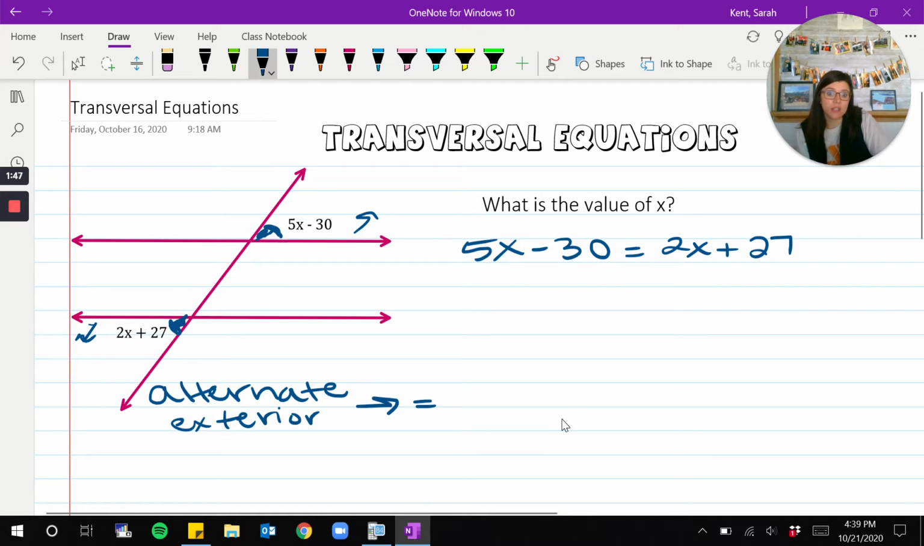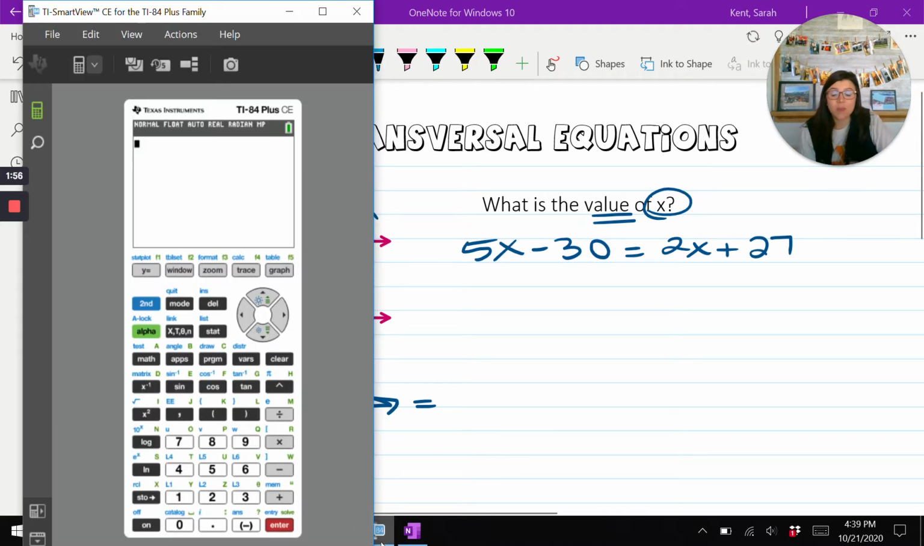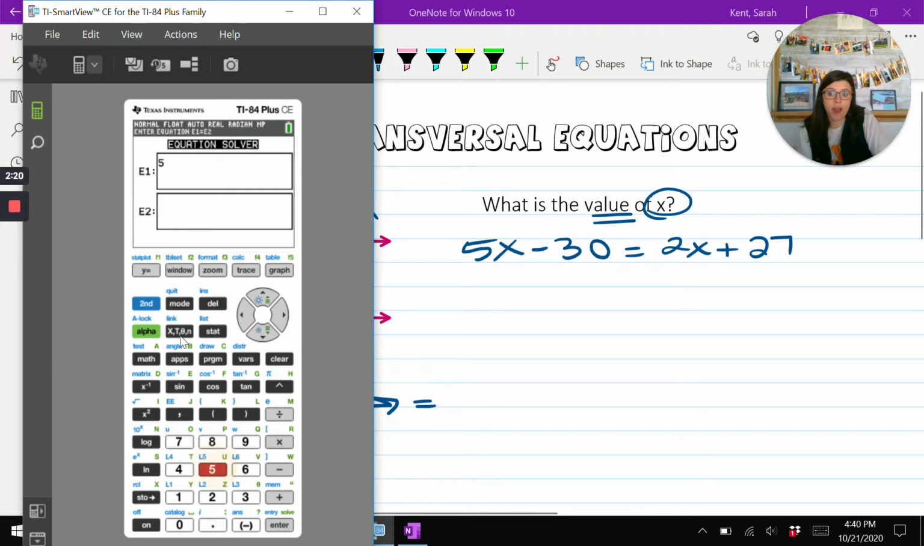So now to figure out the value of x, we can go to our calculator. We looked at this back in Unit 1, and we're coming back to this. So what we want to do is go to Math, and then click the up arrow to the Numeric Solver. When we get here, I'll press Enter. And in E1, I'm going to put the first half of the equation. So I'm going to type in 5x minus 30.